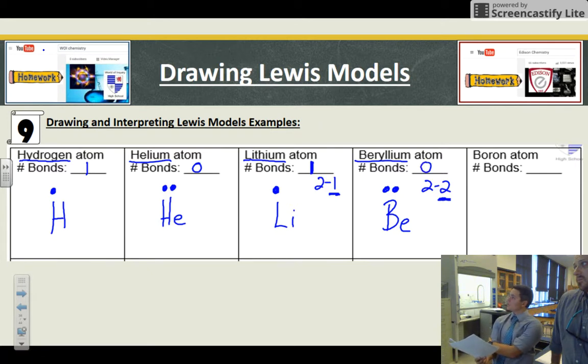Boron is a B. The whole electron configuration is 2-3, so the first 2 go together, and then the other one can go on the east side. How many unpaired electrons? 1, so it forms 1 bond.